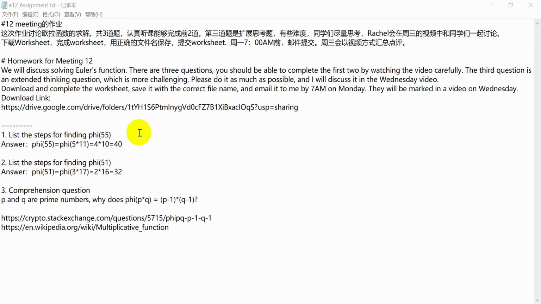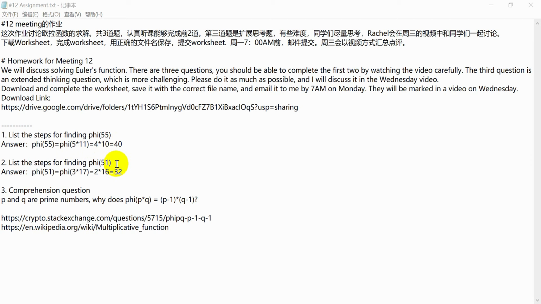So we know that phi n, when n is a product of two primes p and q, equals (p minus 1) times (q minus 1), where p and q are the prime factors of n. So if we prime factorize 55, we get 5 times 11. So phi 55 equals phi of 5 times 11, which equals (5 minus 1) times (11 minus 1). So 4 times 10, which equals 40.